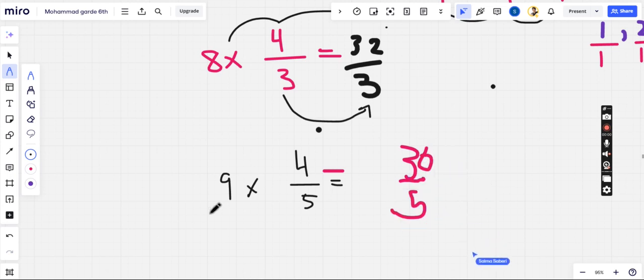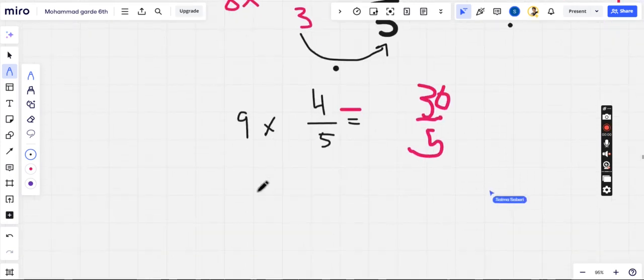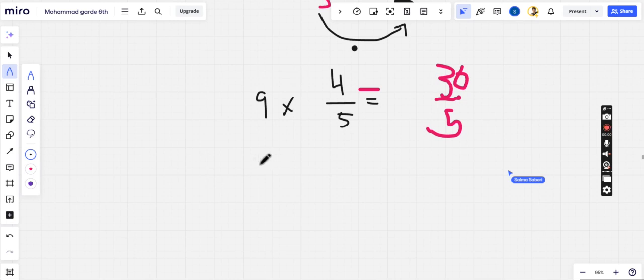Good, but can you explain your answer, how you get 36 over 5? Because I multiplied 9 times 4. Good. So 9 and 4 I get 36, and I don't have to do anything with the denominator. I'm just going to put the denominator the same. Good, excellent. So can I write one more question?